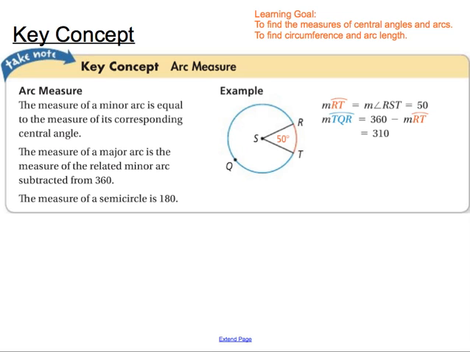Now when we talk about major arcs, in most cases it's easier to do 360 minus the measure of its related minor arc. So in this case, to find the measure of arc TQR, we take 360 and subtract from that the measure of arc RT. So 360 minus 50, which gives us 310. All semicircles have a measure of 180.